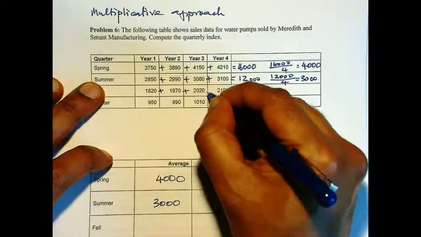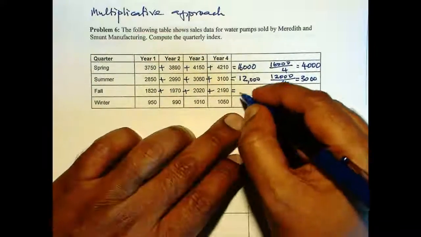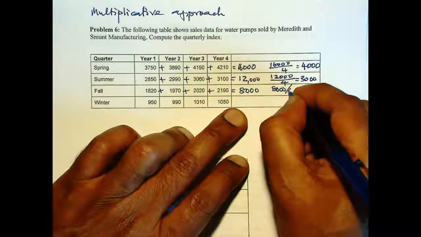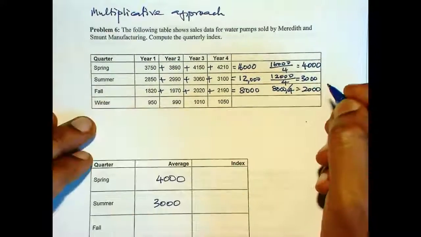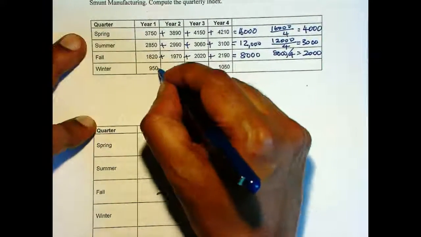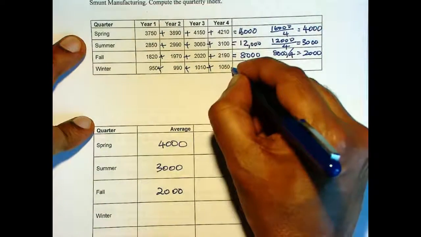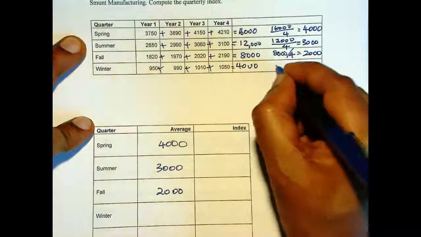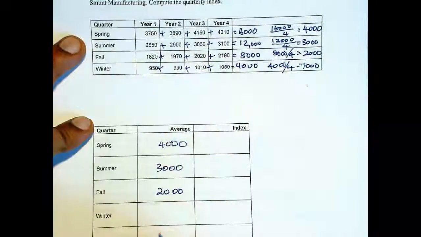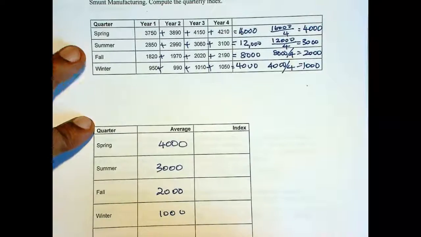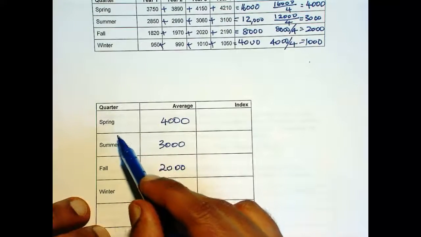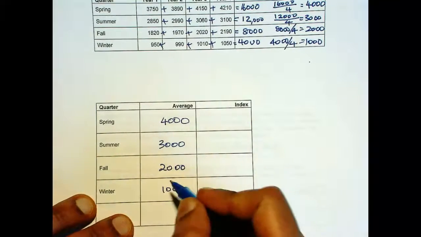Then this sum is 8,000. 8,000 divided by 4 is 2,000. And then winter is 1000. So these are the averages for each of the quarters.